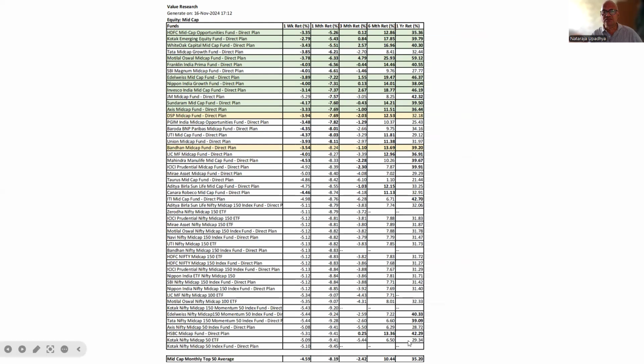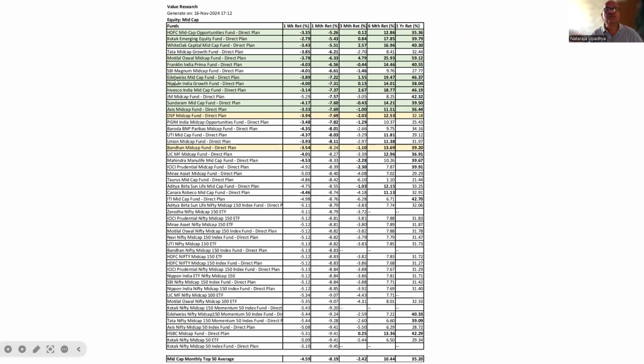Equity Mid Cap Fund. Annual average is 35.20. Again, negative returns for the week, month, and 3 months basis. Highest annual return among the green ones is the Edelweiss Mid Cap Fund at 46.37.